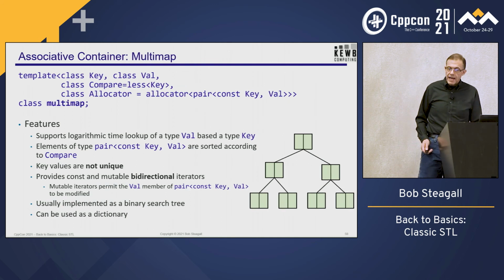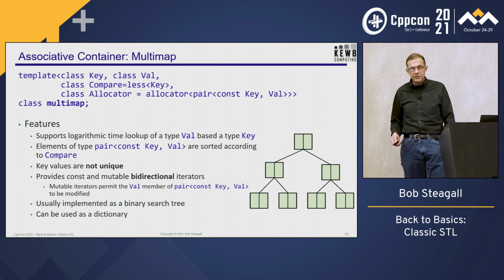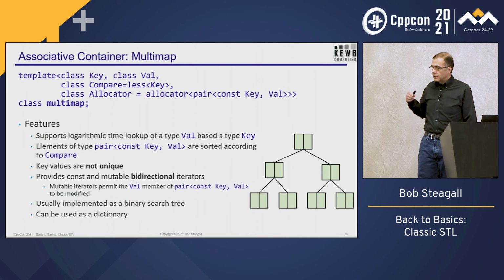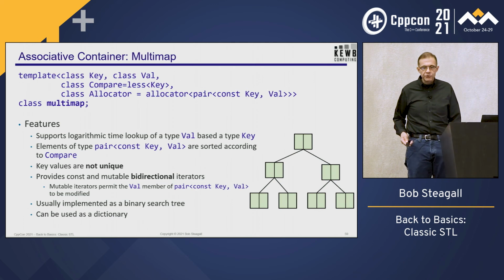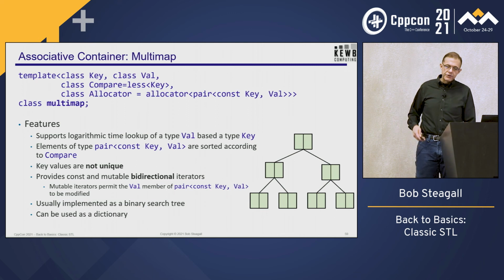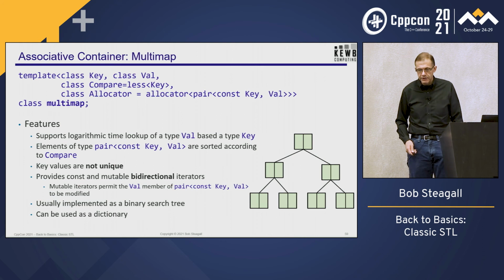Multimap is the same as map, except it allows for keys that are not unique, and you can use it as a dictionary. And the analogy with dictionary here being that you can have multiple definitions for a word. Well, you can have multiple values of a key, and each key representing a word has a different definition.